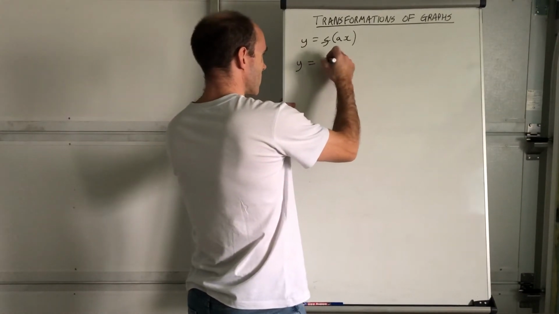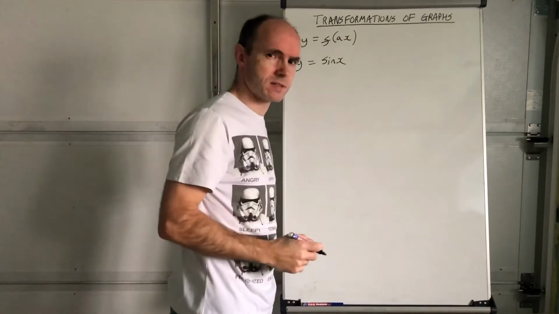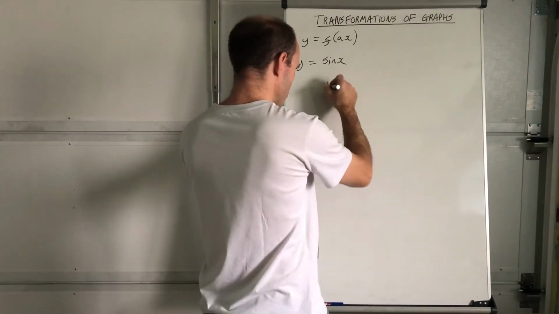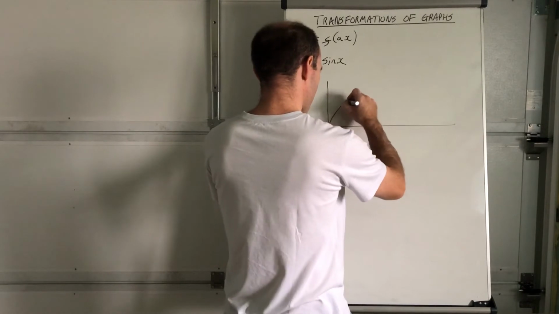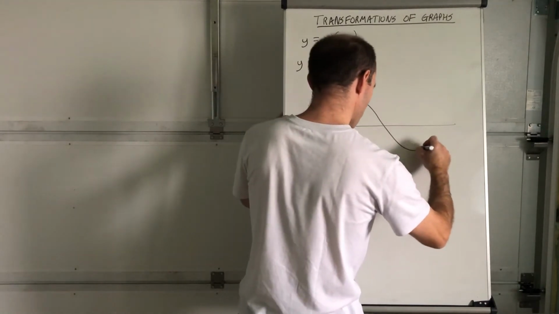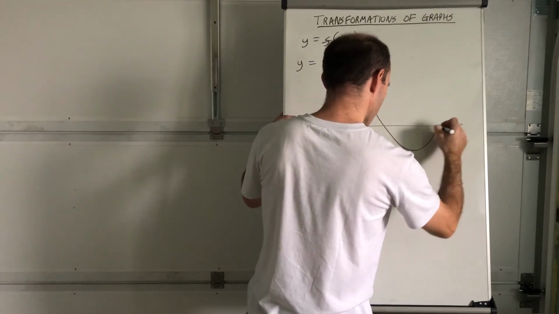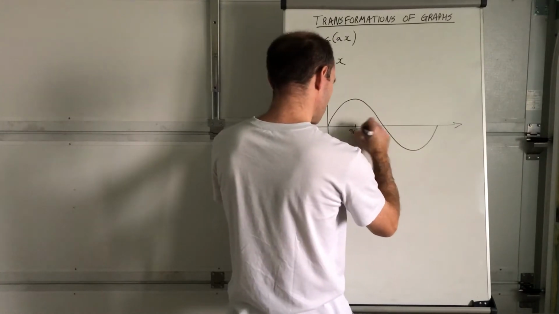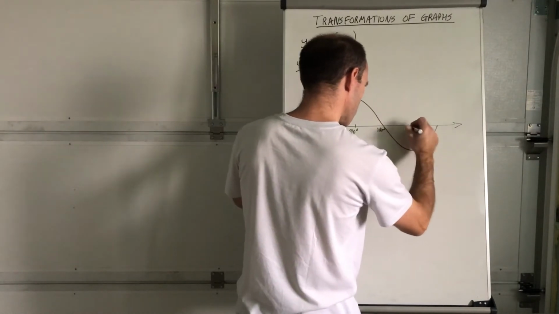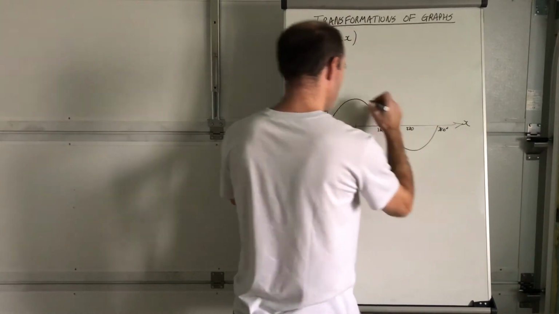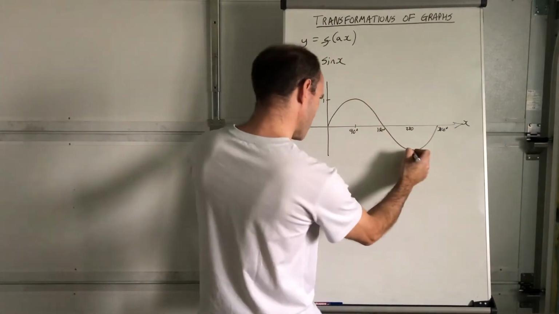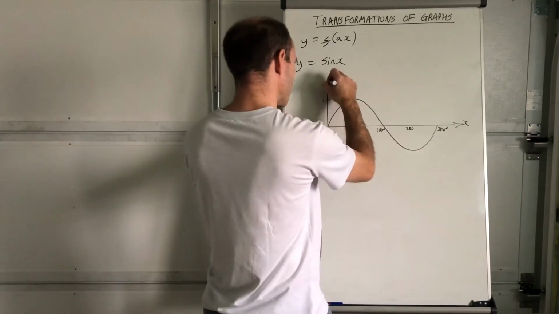I'll just do sine x because that's the simplest trigonometric graph. So the graph y equals sine x looks something like this. You should remember this from last year in GCSE. So that's 90 degrees, 180 degrees, 270 degrees, 360 degrees. Just go with it for the time being. That's positive one, that's negative one. You can check these using your calculator.